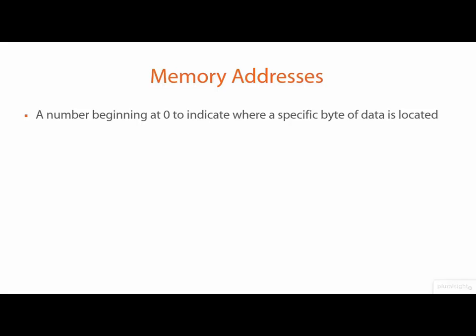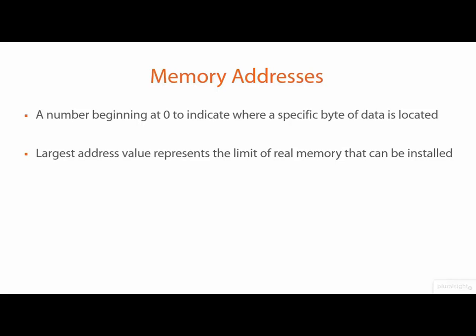The way this is done is that each byte is simply numbered, beginning from 0 to whatever the highest byte count is for the memory installed. Therefore, if we have 4 gigabytes of memory, then the addresses that can be referenced would go from 0 to a little more than 4 billion. This number is referred to as an address.